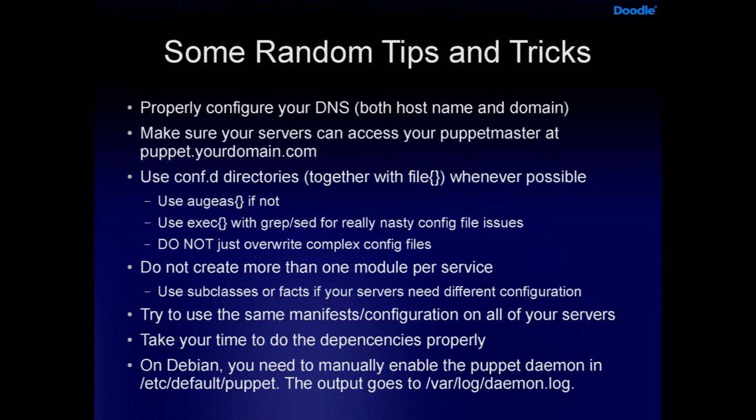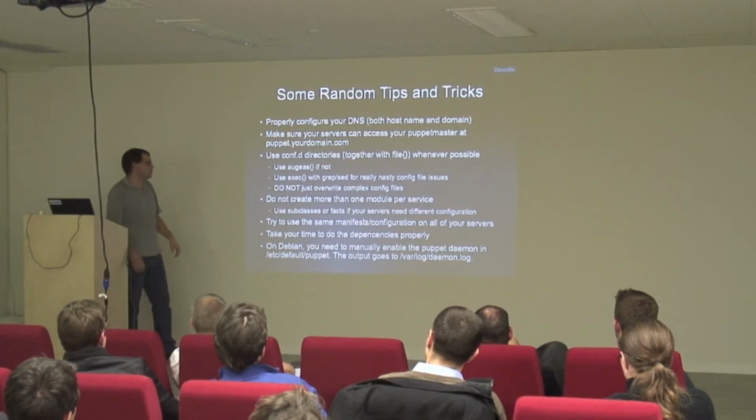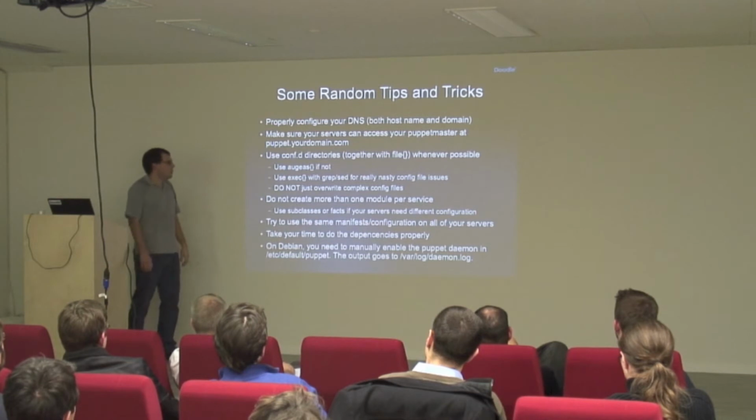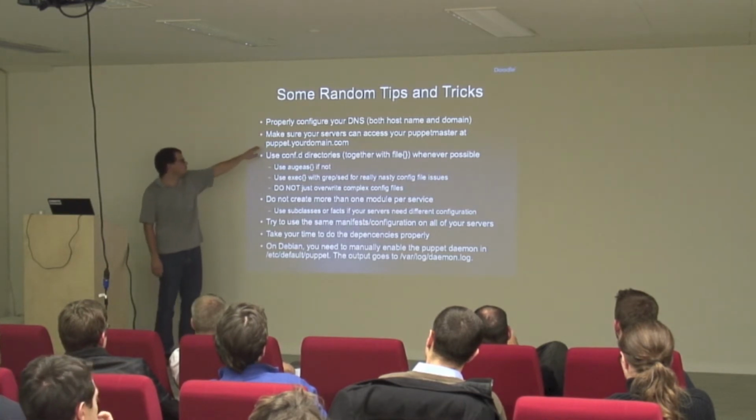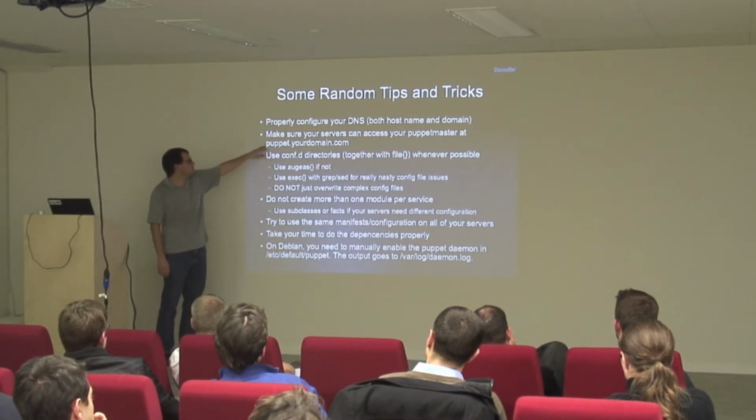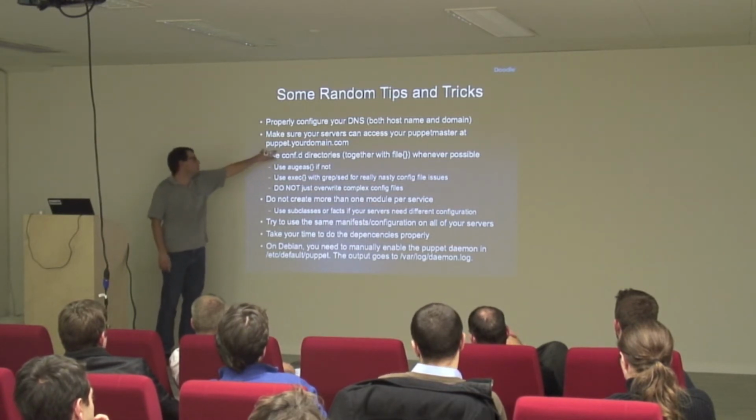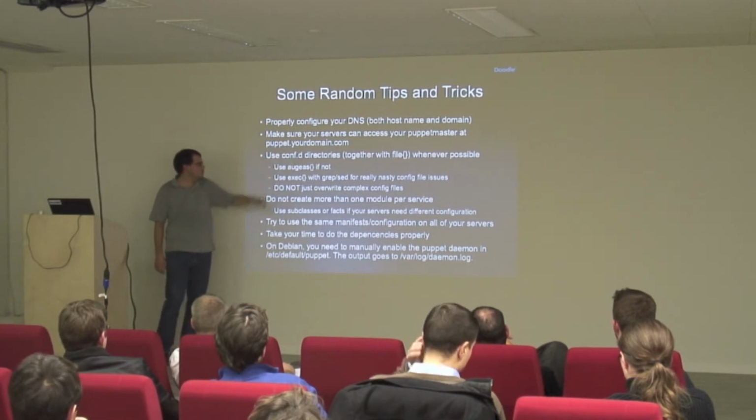Okay, there are just some random tricks and things I had to learn. One of the more important points is that you should have working DNS, because Puppet uses your host names and domains and all of that to issue certificates, and if that doesn't work properly, it's not much fun. By default, it tries to contact your Puppet Master at puppet.yourdomain.com, or more precisely only at puppet, so even the search domain should work.